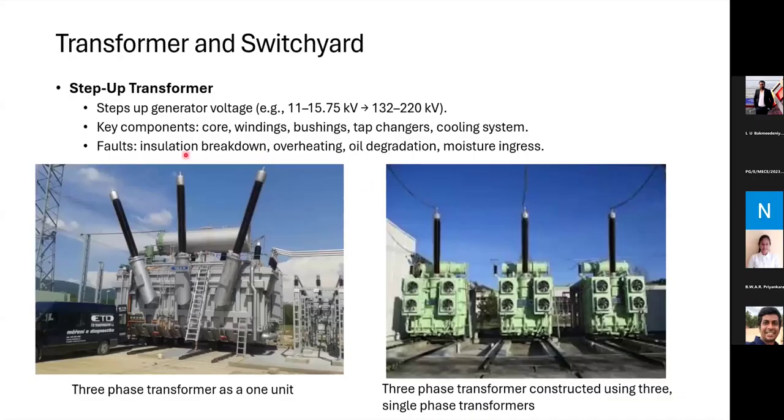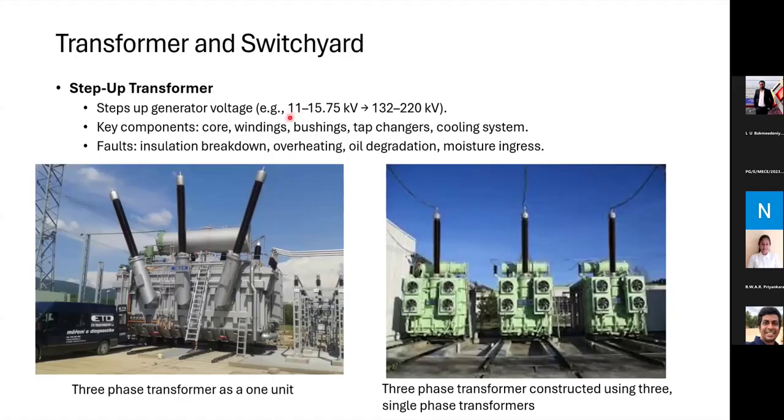So now we have generated electricity. Now we need to transmit it by stepping it up and sending it through the transmission system. First we have a step-up transformer to elevate the voltage that is being generated from the generator.